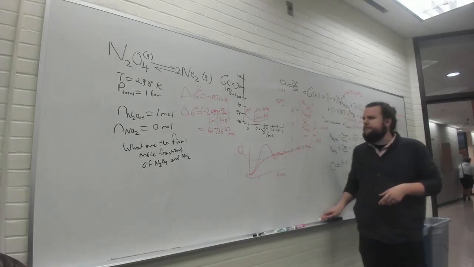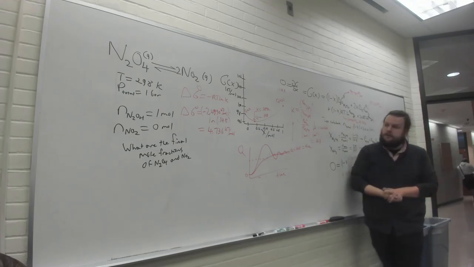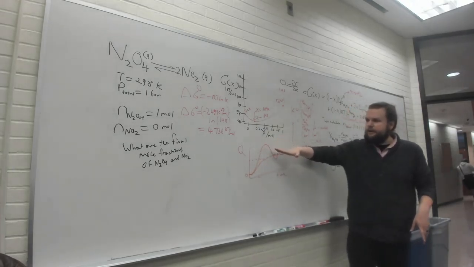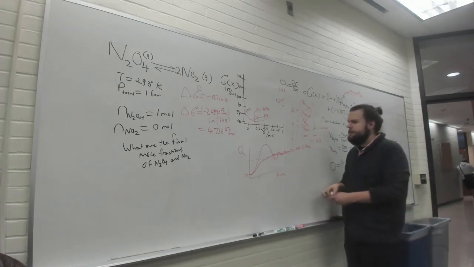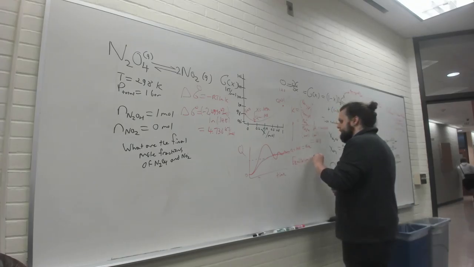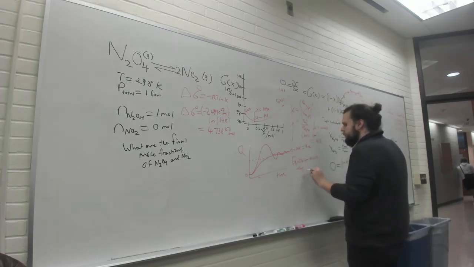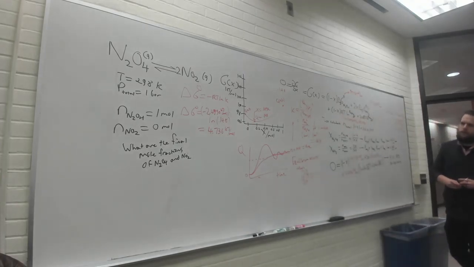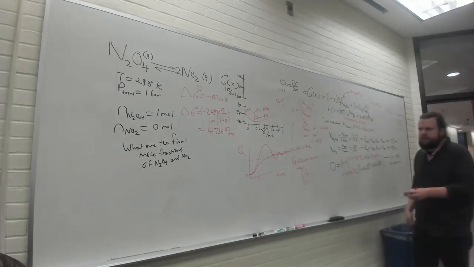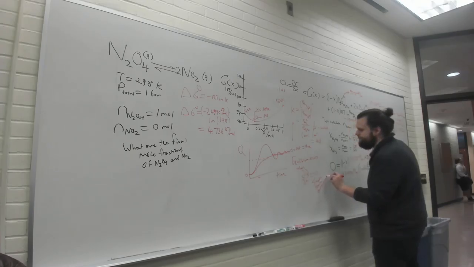But you know that if you monitor Q, the ratio of your pressures or your concentrations as a function of time, you're going to reach equilibrium when the derivative of Q with respect to time is equal to zero. That means steady state concentrations. That's all that means. All this means is that the concentrations don't change with time significantly. This is just steady state.